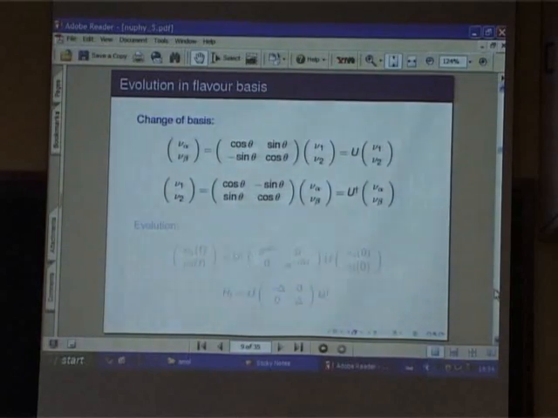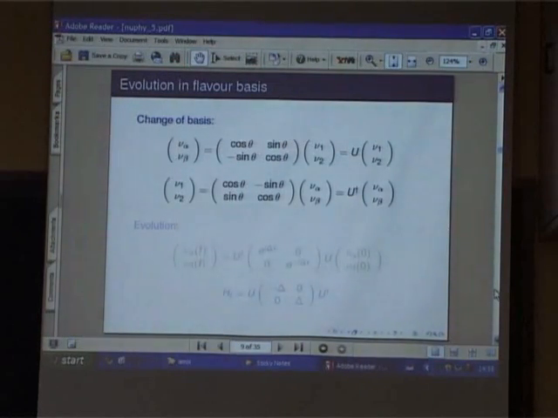So this was evolution in mass basis, because mass basis is very easy to evolve. So now let's see what to do in terms of flavor basis. Very often we create things as flavors, muon, tau, or e. We detect them as flavors. So it's good to see how things work in terms of flavor basis.